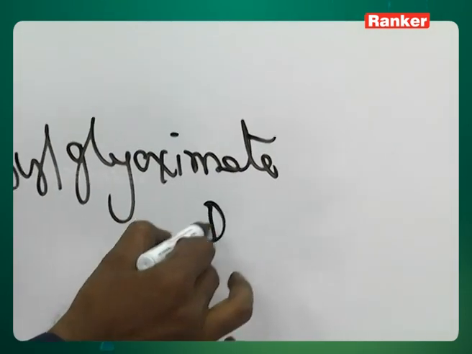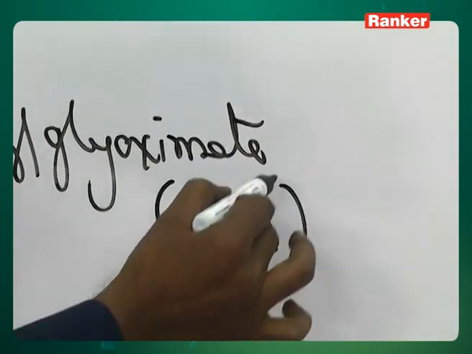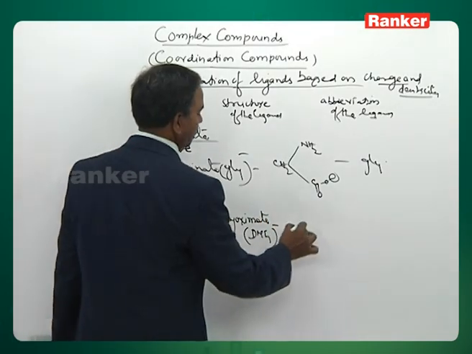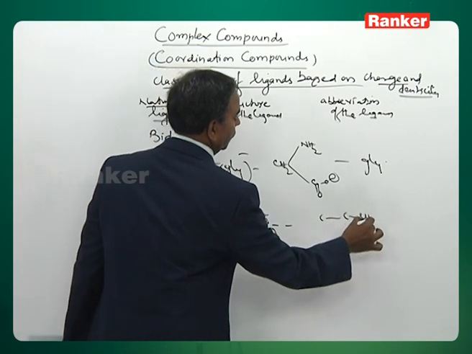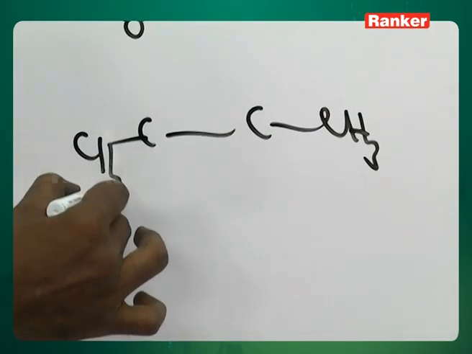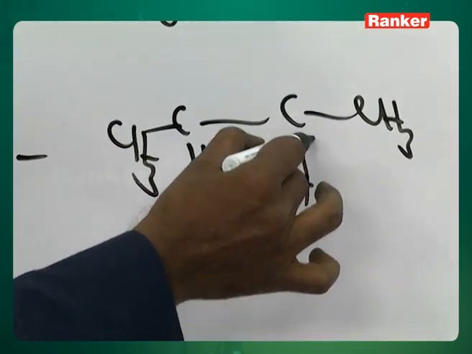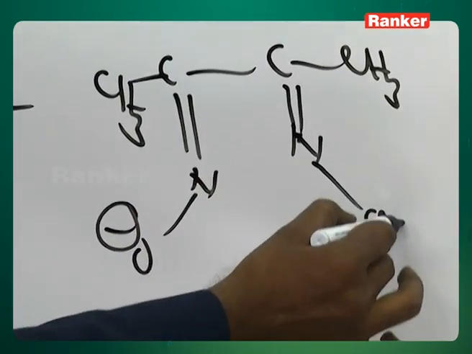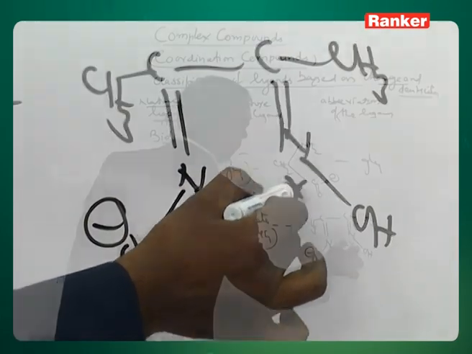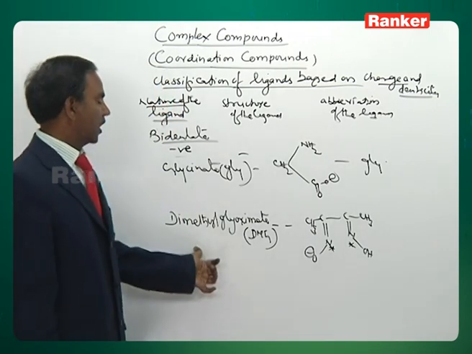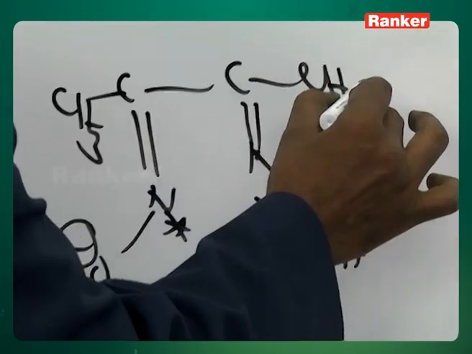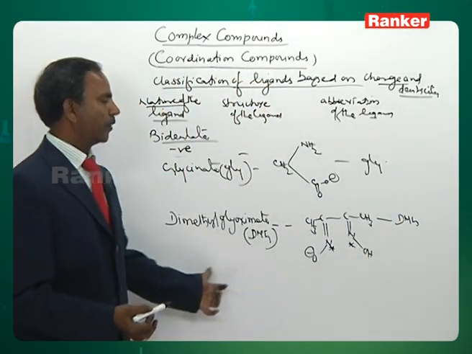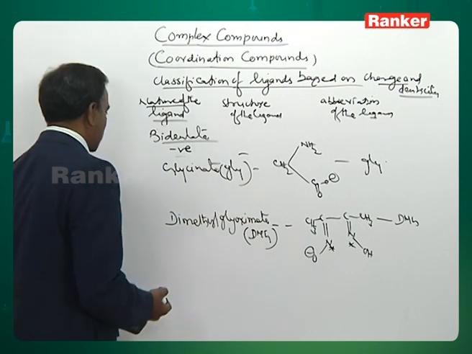Dimethyl glyoxymato, let me say it is DMG minus. This is the structure of the ligand, showing the donor atoms in particular. This dimethyl glyoxymato is represented by DMG.